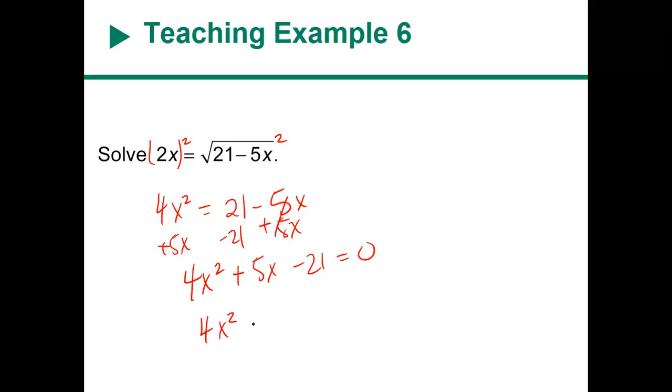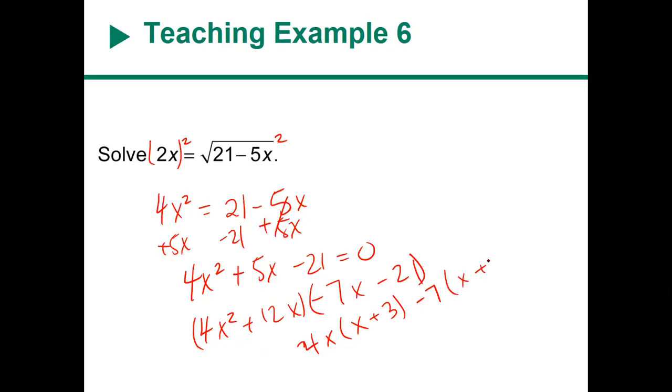7 and 12. And it would be, yes, positive 12 and a negative 7. And then I proceed to factor. And that gives me 4x, x plus 3, take out negative 7. That leaves me with x plus 3. So those are my factors.